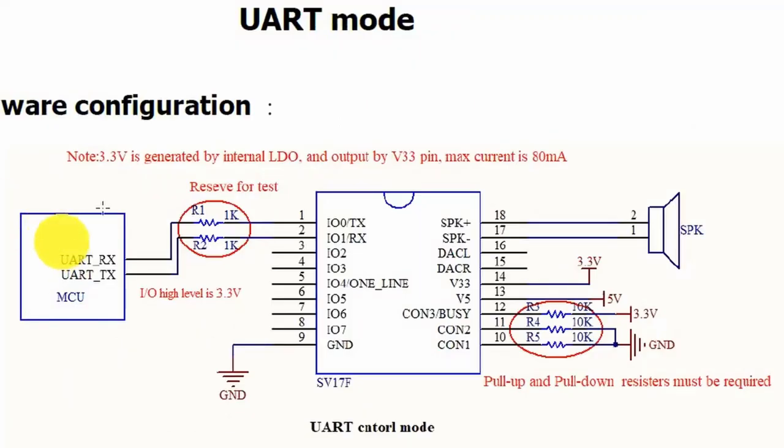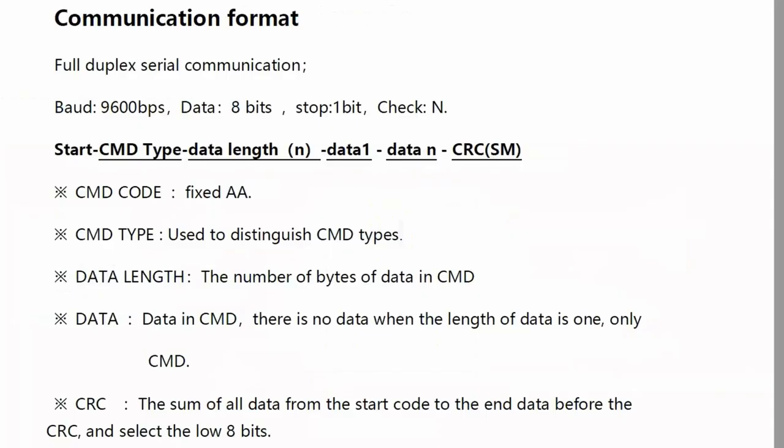Look at the UART guide here. When you set these 3 pins, con 1 and con 2 grounded and con 3 high, it sets the pins 1 and 2 as a receive and transmit pin, which enables you to communicate serially with the device to play whichever file you wish. We can see here that it's a full duplex serial connection at 9600 baud, 8 data bits, 1 stop, no check bit. And there's a brief description of the different commands that you can use here.